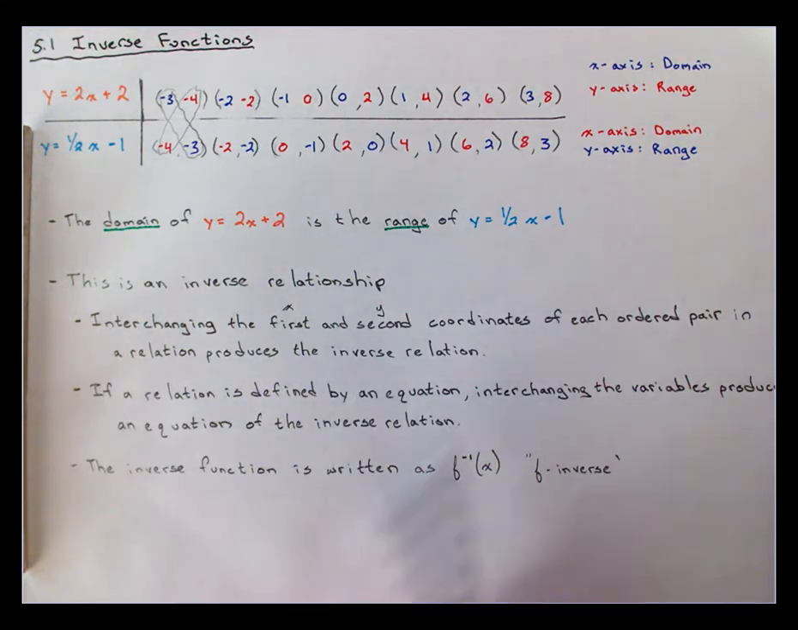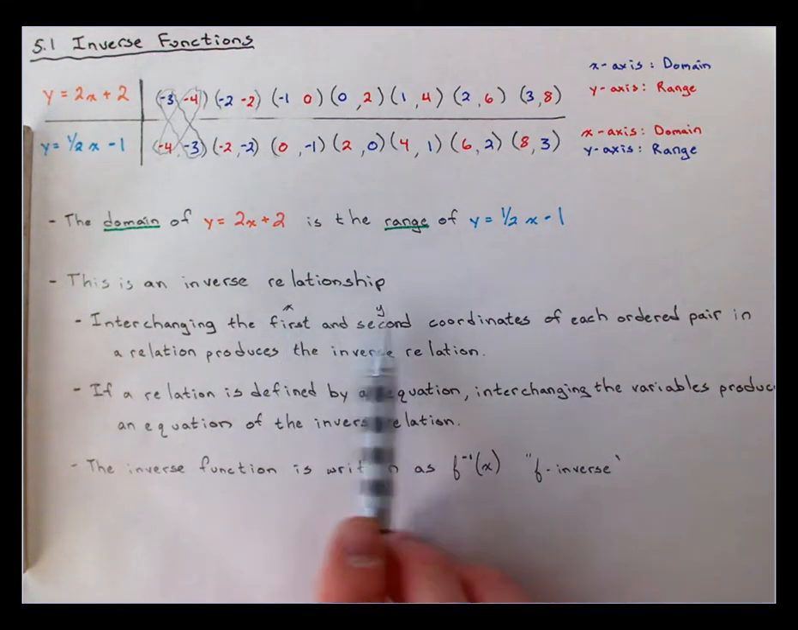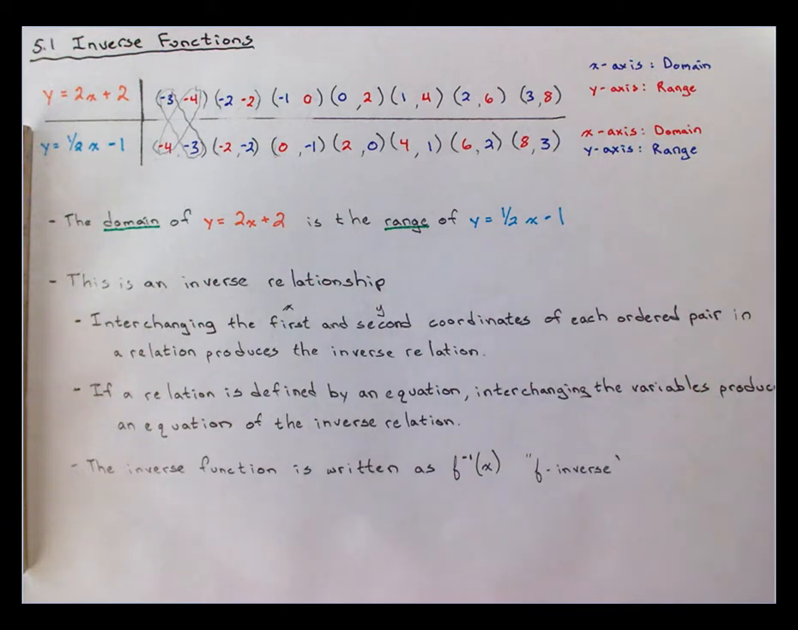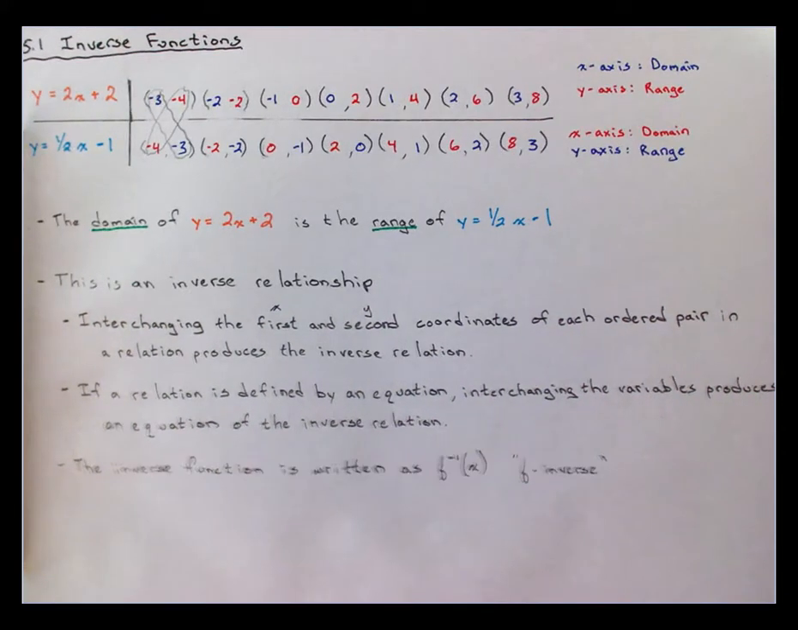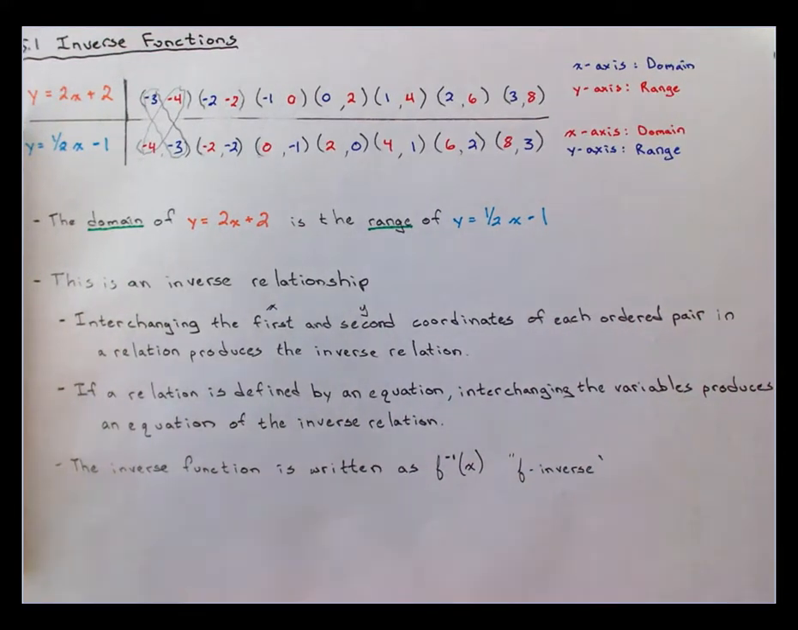Interchanging the first and second coordinates, meaning x and y, of each ordered pair in this kind of relationship produces an inverse relationship. If a relation is defined by an equation, what you can do is just interchange the variables in that equation. I can take x and put it in place of y and y in place of x.